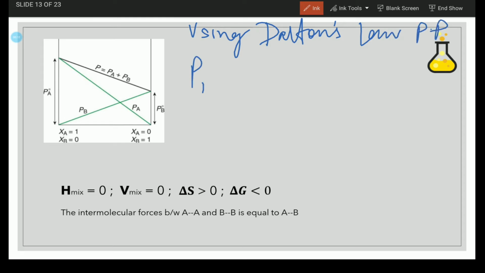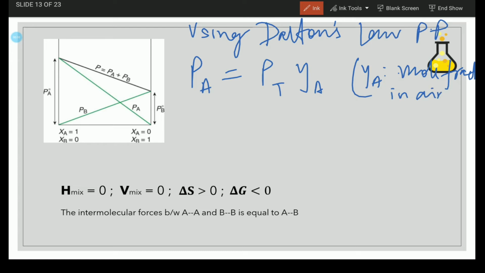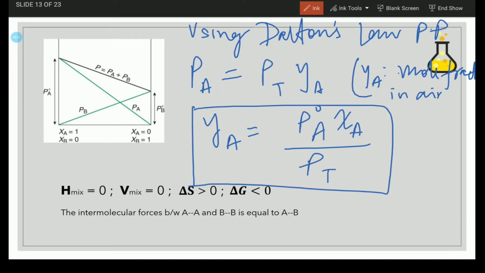we get that the partial pressure of liquid A is equal to Pt into Ya, where Ya is nothing but the mole fraction of liquid A present in the air. On rearrangement and substitution, we can see that Ya is nothing but P naught A chi A upon Pt. Quite simple to understand. And similarly, we can find the mole fraction of liquid B in the air.